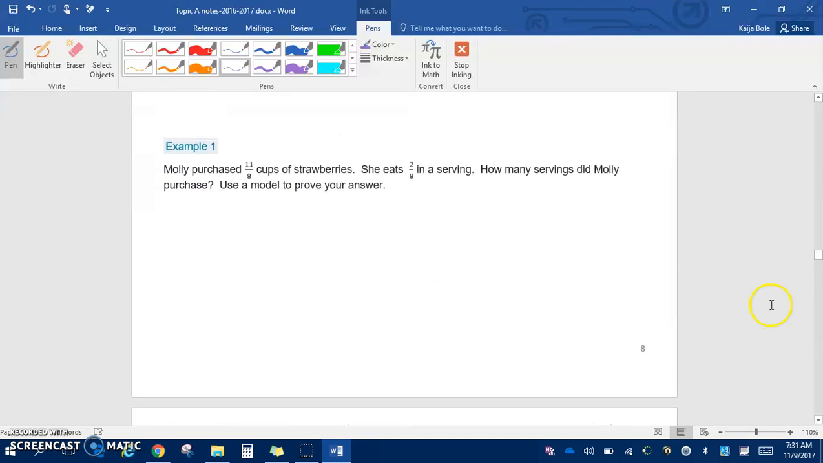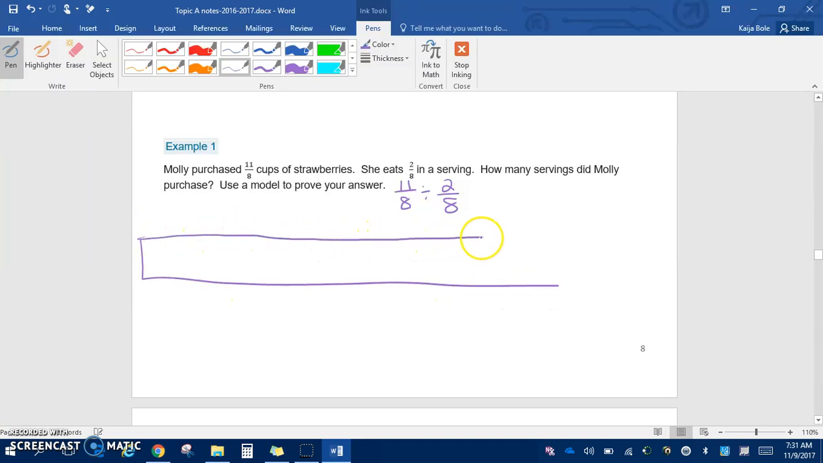And this says that Molly purchased 11/8 cups of strawberries. She eats 2/8 in a serving. How many servings did Molly purchase? Okay, so this is kind of like what we've been doing. So we know that we have 11/8 divided by 2/8. This is what we're looking for. So 11/8 means we will have 11 boxes to start with, because that is an improper fraction.